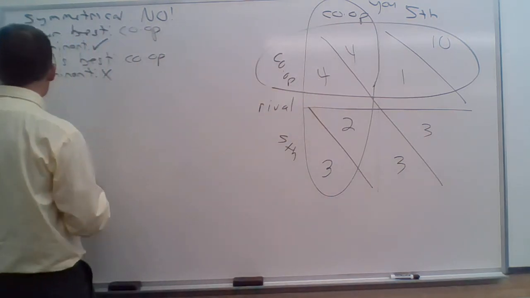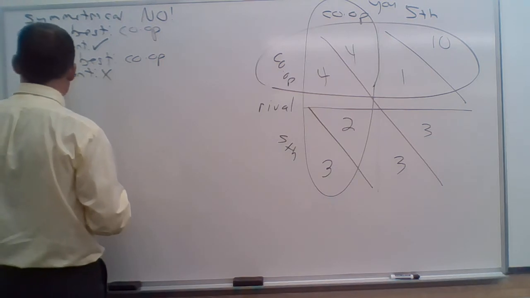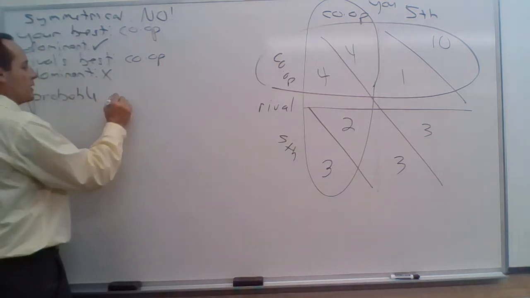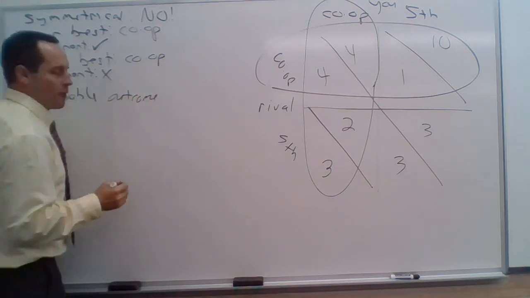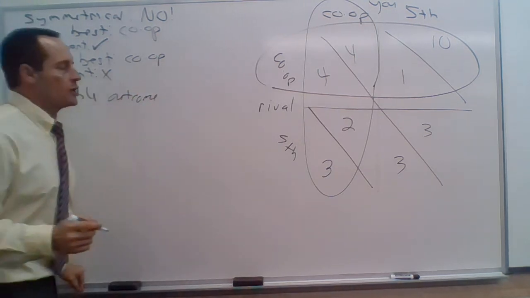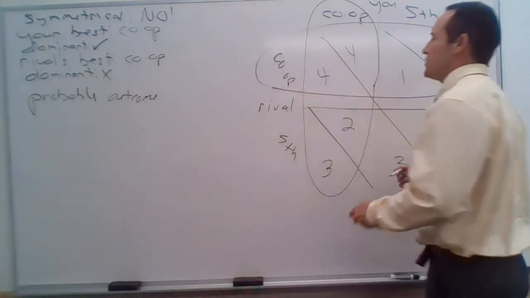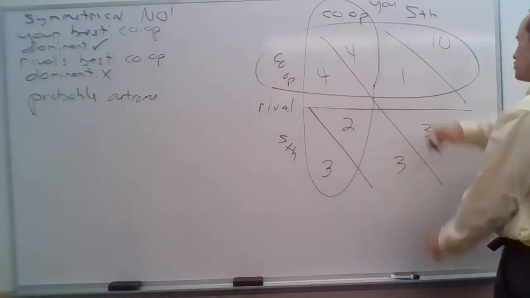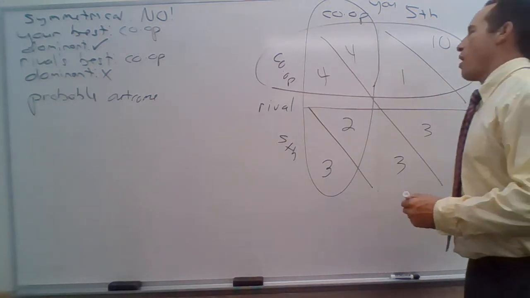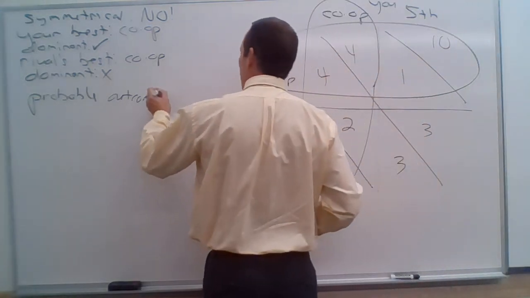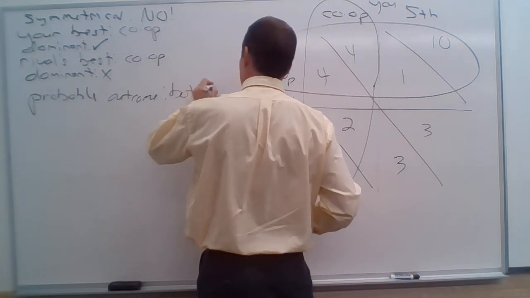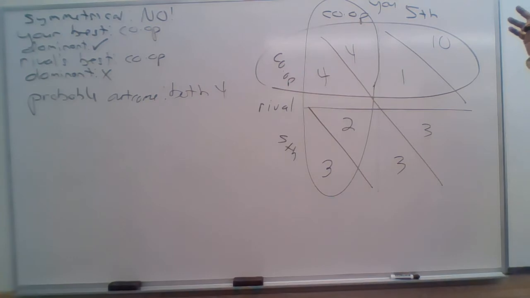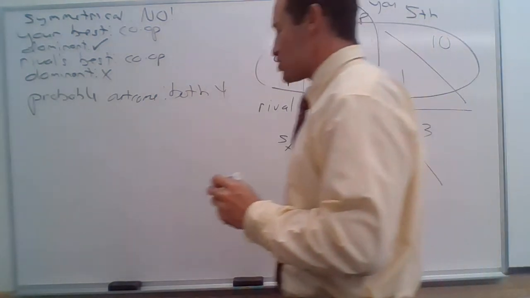All right, what is the probable outcome? The probable outcome is the cell shared by both best strategies. The best strategies are circled in these ovals. So the probable outcome is both get 4 years in jail. So both parties are going to get 4 years in jail. Is this probable outcome a Nash equilibrium?